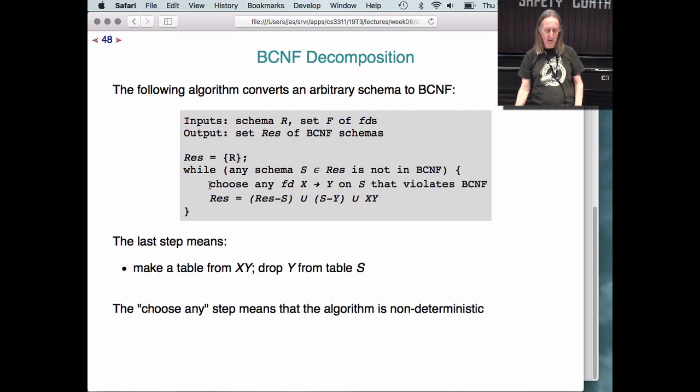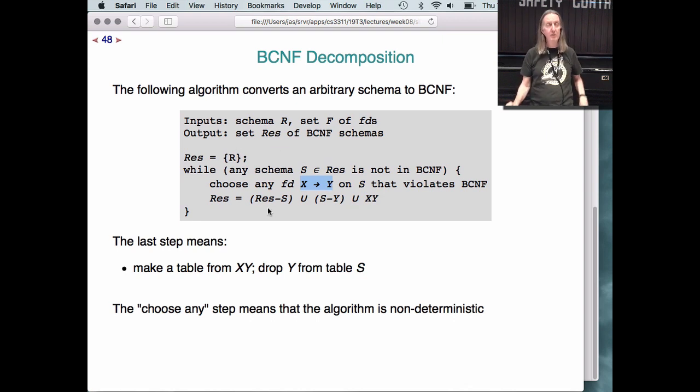We can choose any functional dependency that causes a problem, if you like. As soon as you say something like this, choose any of the possible ones, you end up talking about a non-deterministic algorithm, so there's not a single solution. If you choose this functional dependency, you might end up with this set of tables. If you choose this one as being the problem, you might end up with a different set of tables. Either way, the set of tables that you end up with, if you apply this algorithm, is guaranteed to be in BCNF. Alright, so we found a functional dependency that looks like this, and that causes BCNF to be violated.